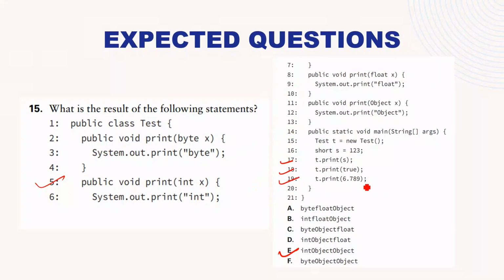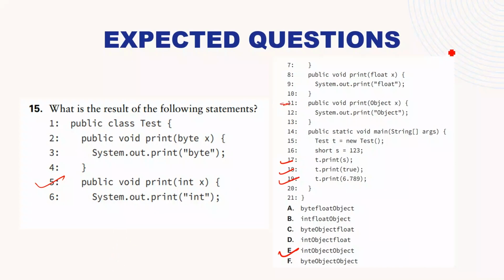Line number 19 says 6.789. Now the argument on line number 19 that you saw over here is a double. Now it can be auto boxed to a double. So the print number method with the object parameter is invoked.